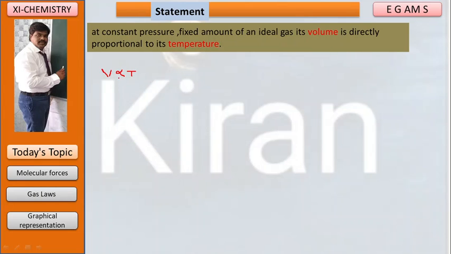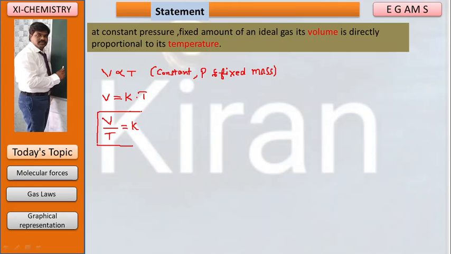So here, when you remove the proportional symbol at constant pressure and fixed mass, you will get one constant K into T. Now V is equal to K into T, so V divided by T is equal to K. So we can explain the Charles law with respect to this equation also. That is V by T is equal to K.